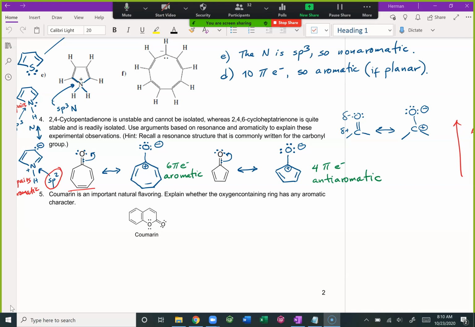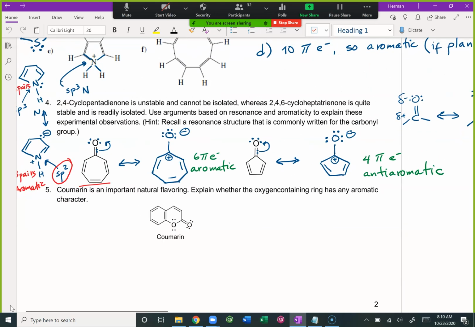And so let's develop this problem. It says coumarin is an important natural flavoring. Explain whether the oxygen containing ring has any aromatic character. The answer is yes. So let's see why.